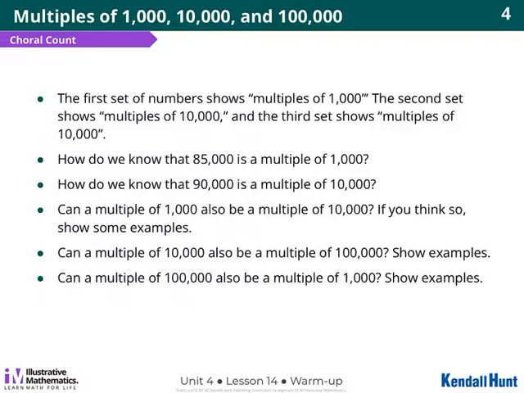So the first set of numbers shows multiples of 1,000. So what this means is when we counted by thousands, they are all multiples of 1,000. Do you guys remember talking about how multiples are count bys?